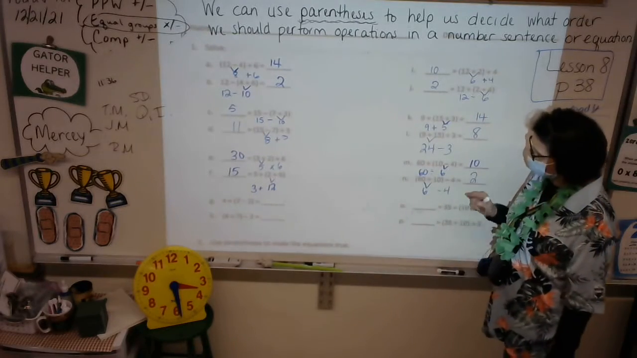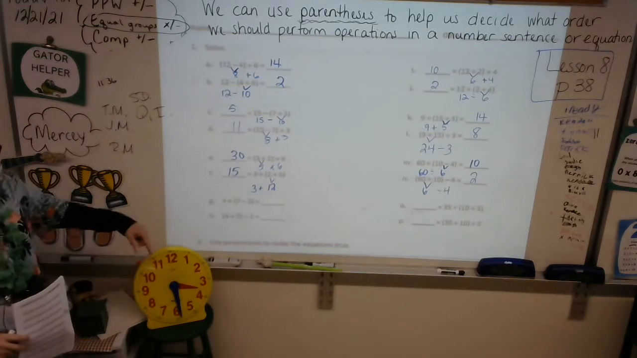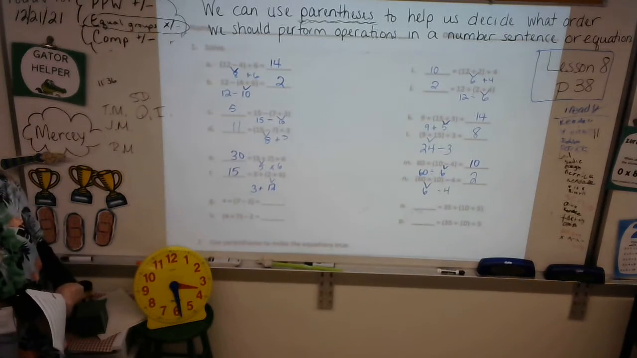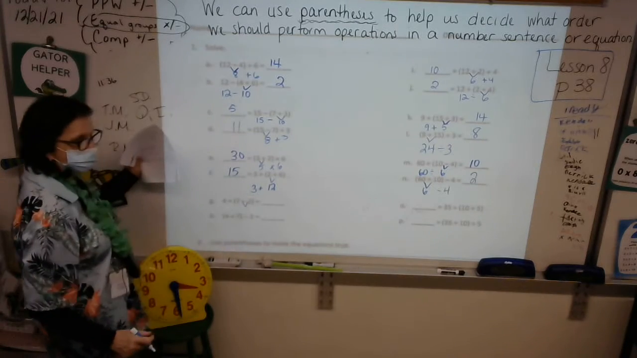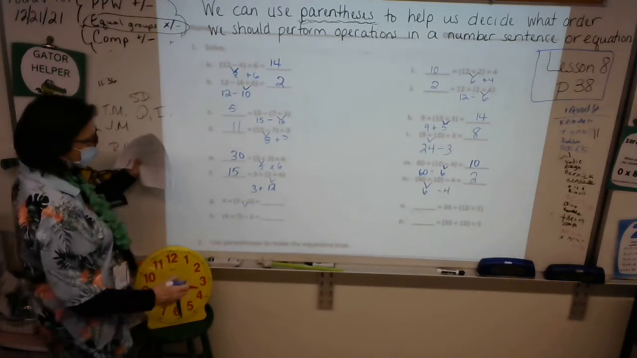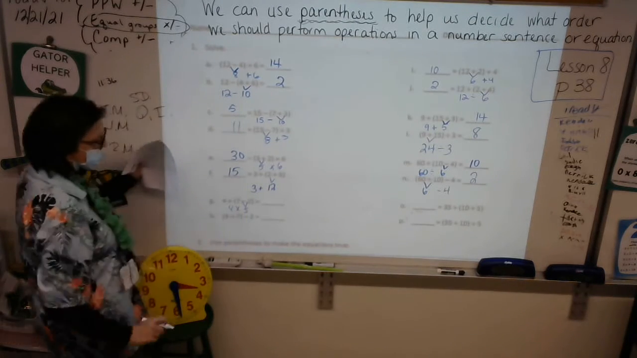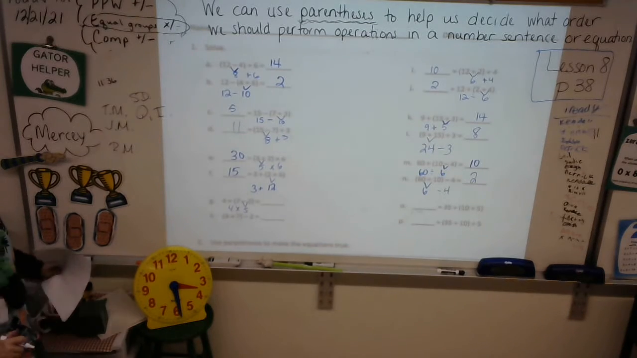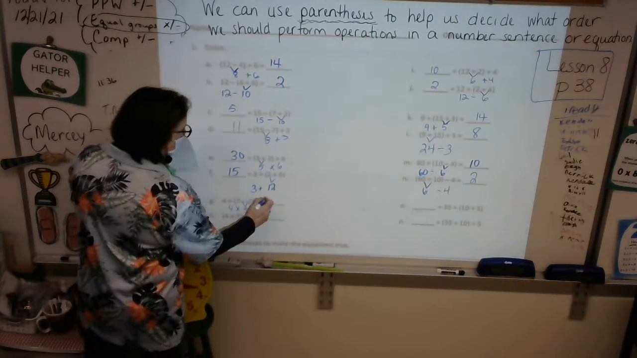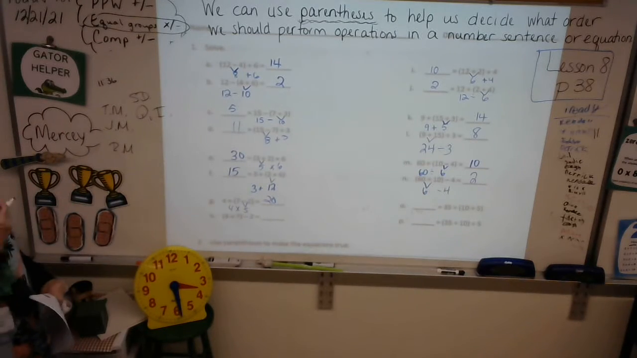Okay, the next one I left for you was over here. 4 times 7 minus 2 and 4 times 7 minus 2. And the first one, 7 minus 2, is in parentheses. So Hunter, what is 7 minus 2? 5. And then I've got to bring down my 4. And 4 times 5 equals 20. Very nice.